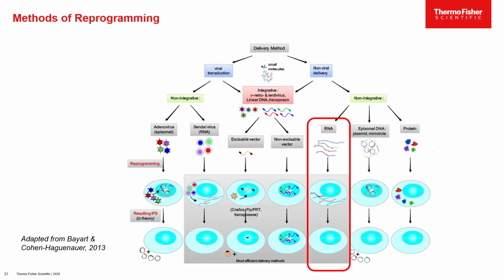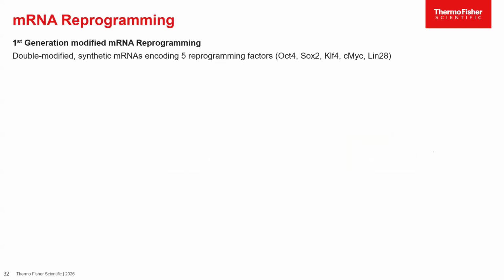So it gives us a really nice approach: if I were able to deliver these mRNA transcripts into the cells, I can get a very quick and easy way for these cells to translate these transcripts and then make the correct proteins that will start the cascade right away. That said, the first iterations of the mRNA reprogramming kits used synthetic mRNAs encoding the classical reprogramming factors, so OCT4, SOX2, KLF4, and c-Myc, along with Lin28, which is shown to increase reprogramming efficiency.